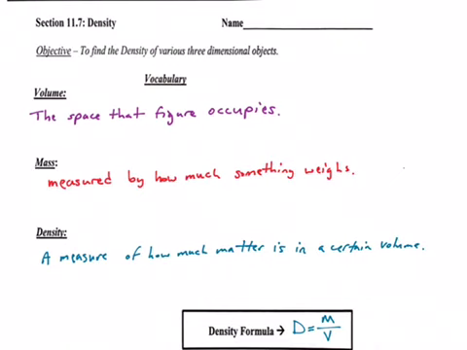So this section covers density. Remember, volume is the space that a figure occupies, mass being the measure of how much something weighs, and then density is a measure of how much matter is in a certain volume. The mass of an object divided by its volume is equal to the density of that object.